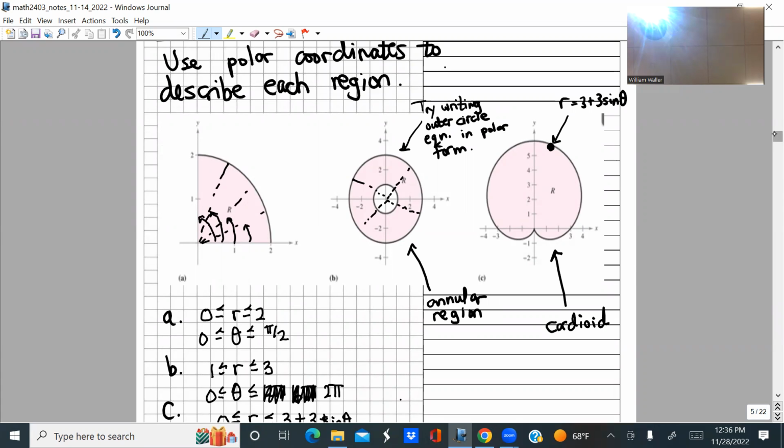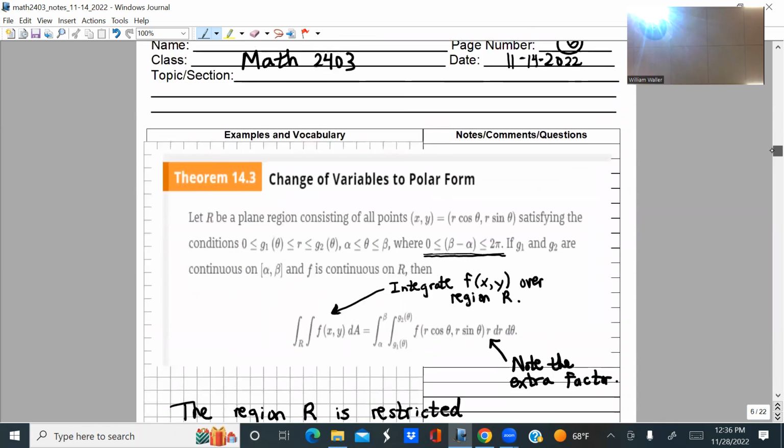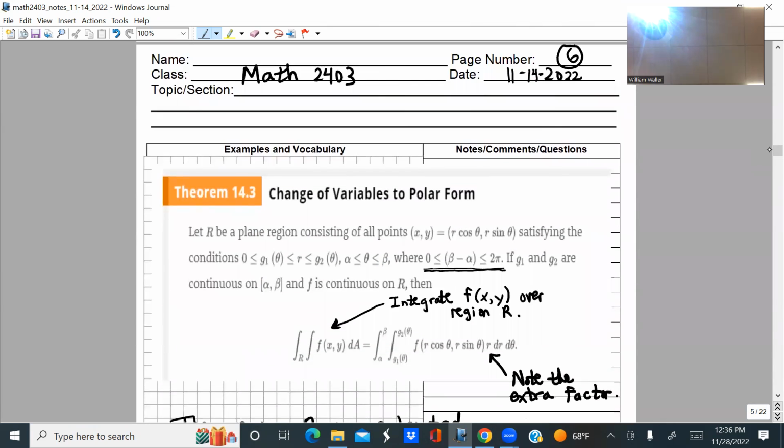Now, the reason we're interested in writing down these descriptions for these regions in polar coordinates is I want to use these regions as regions of integration for a double integral. And here's the theorem that is going to allow us to do that. This theorem has lots of conditions on it, so I don't need to explain all of them. Let me just tell you how we're going to use the theorem.